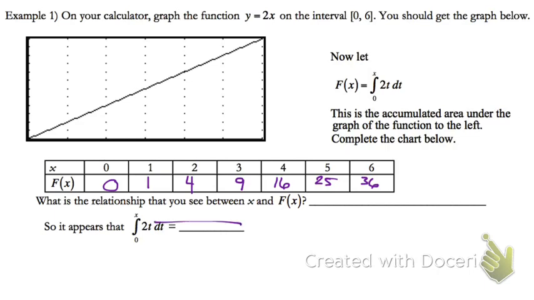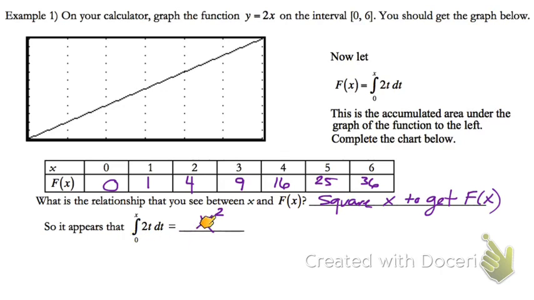It says, what is the relationship that you see between x and f of x? So hopefully you notice that when you square x, you get f of x. Square x to get f of x. There we go. It says, so it appears that the integral from 0 to x of 2t dt is equal to x squared. And again, I hope that makes sense to you.